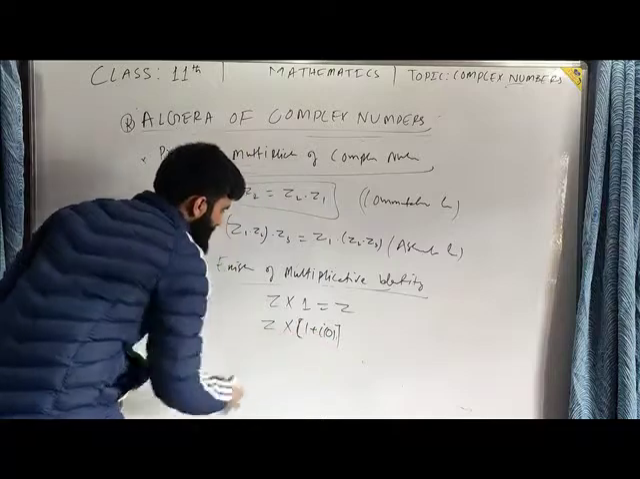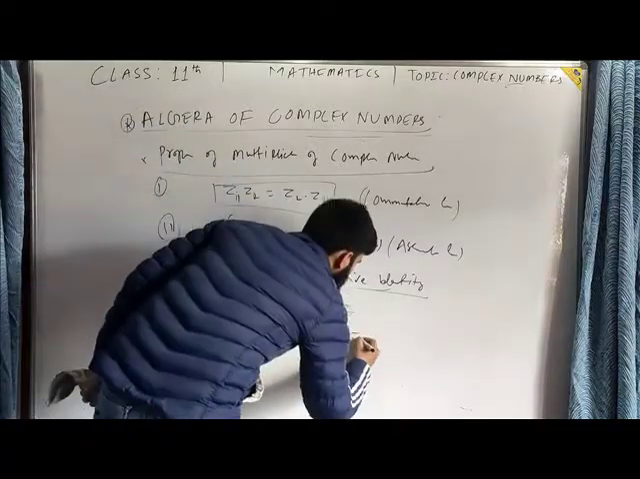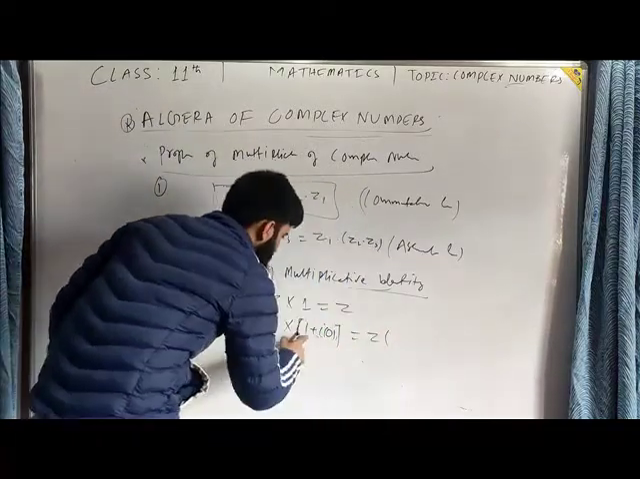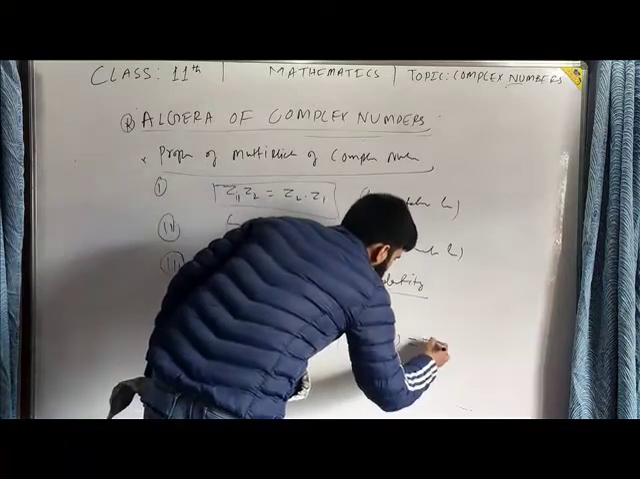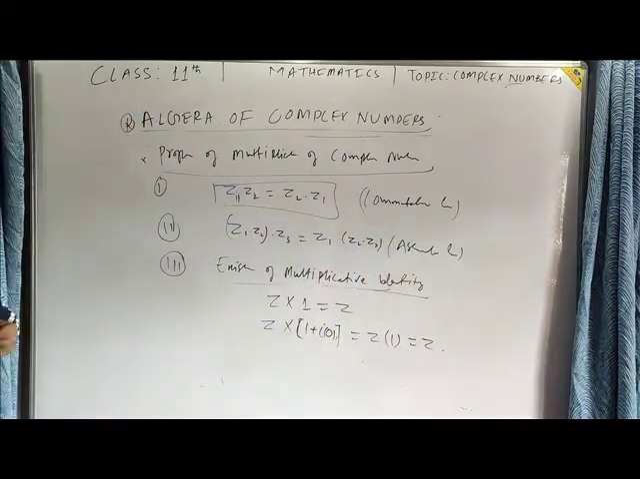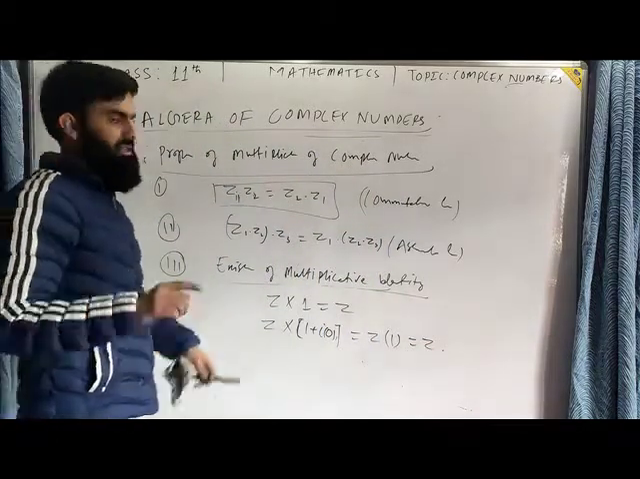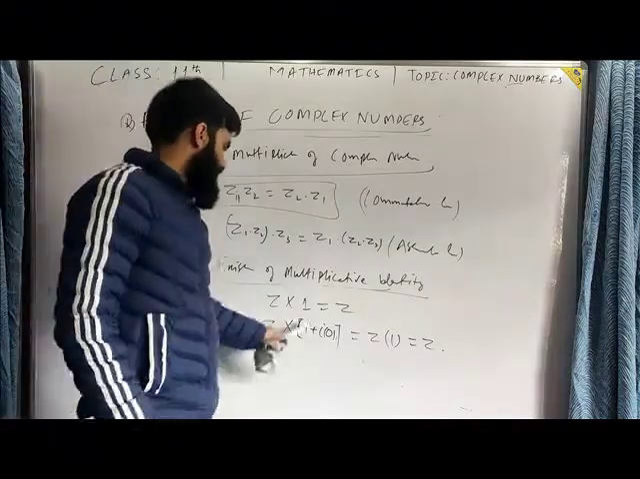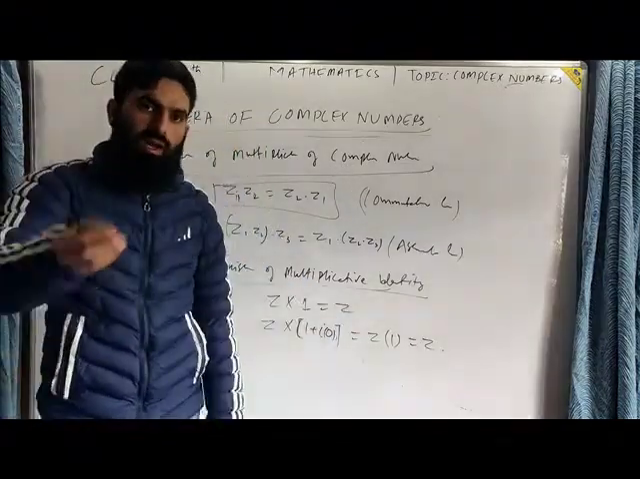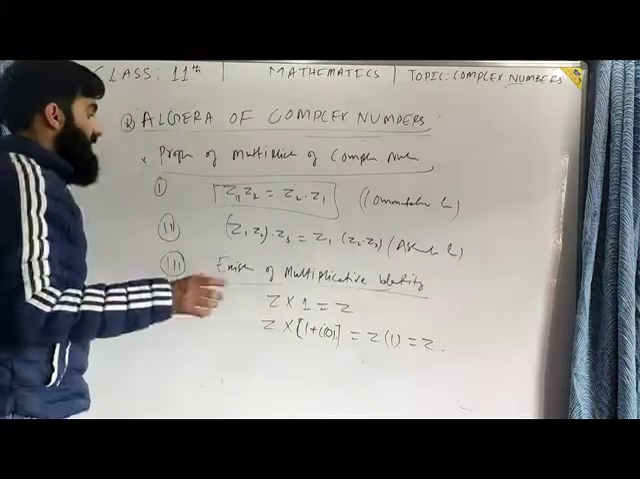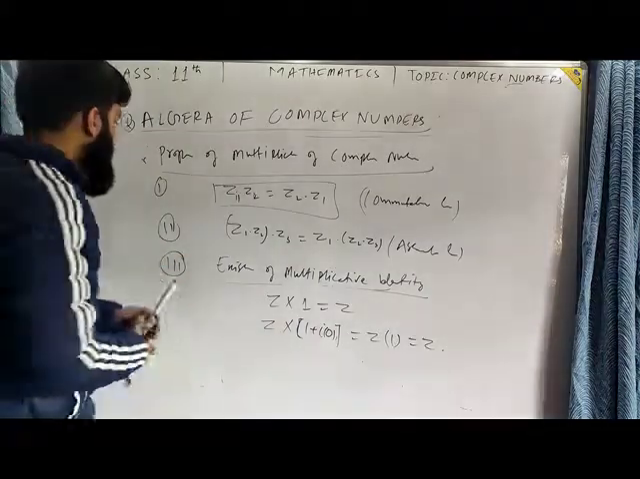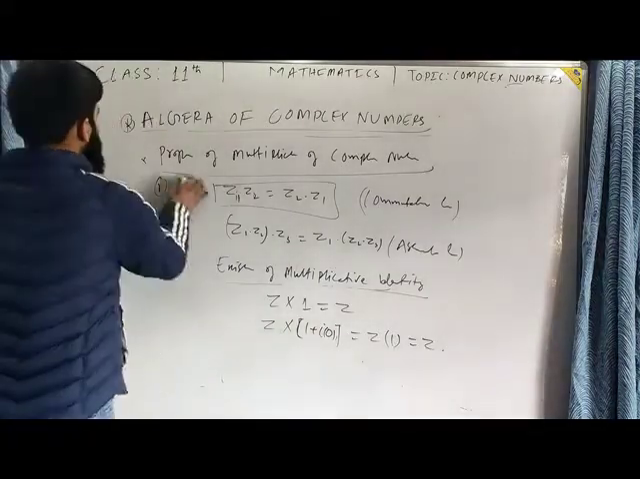Multiply by it, and you will get Z into 1, so you will get the value as Z. So 1 is the multiplicative identity here. 1 is a complex number, 1 plus iota times 0, because 1 is also a complex number. As I have already told you, all real numbers are complex in nature.